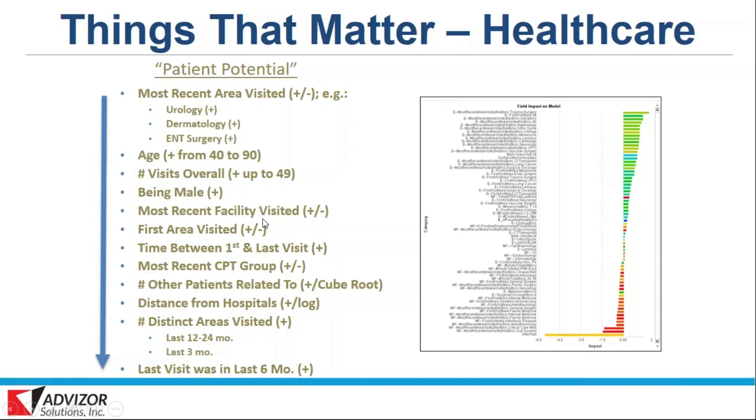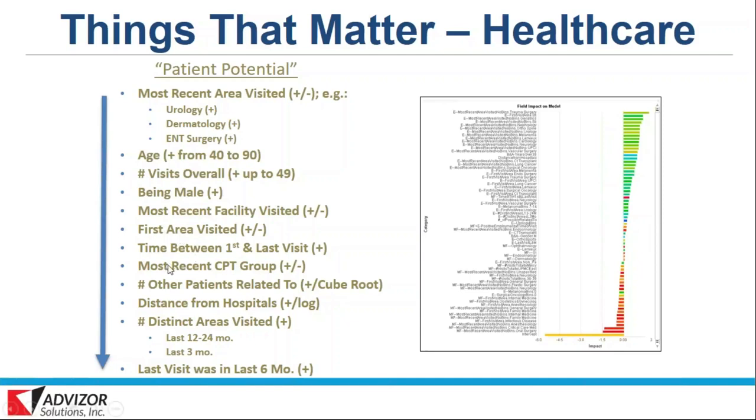Gender, most recent facility visited. If you have multiple locations, the facilities do have different cultures, different behavioral patterns, and when this comes up in a model, underneath this you'd actually have the names of which ones, and it drives discussion. Usually when we're doing modeling and having discussion, the team ought to be able to describe why this facility has stronger patient potential than another one. And usually there are reasons, and then you might want to ask about the ones that are lower, in some cases even negative, what can we do to change that?